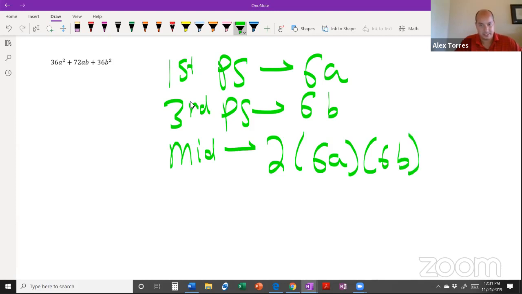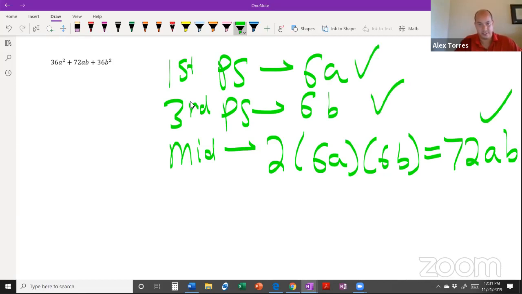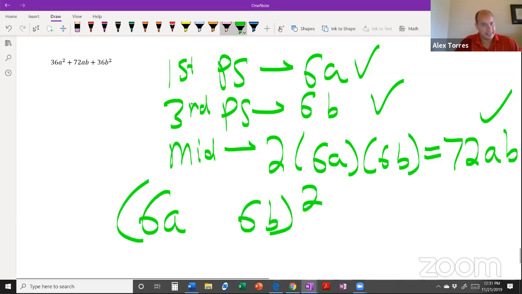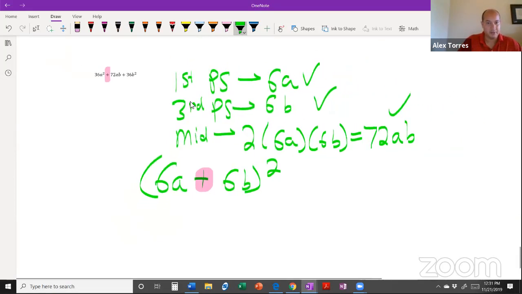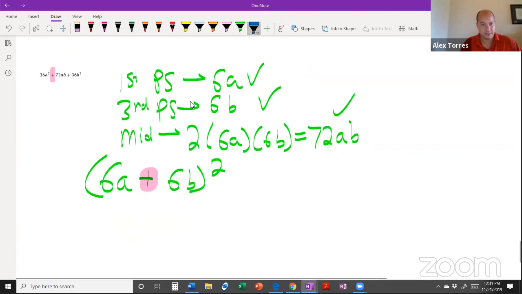So 6 times 6 is 36, times 2 is 72ab. So this is 72ab. And so now we've got all three criteria of the perfect square test being met. So it'll factor to 6a and 6b all squared. And the last thing we need is just to check what's the sign for that middle term, and that'll determine the sign that goes in between, which in this case is plus. So the only way to really confirm whether this works is to go ahead and FOIL it back out.